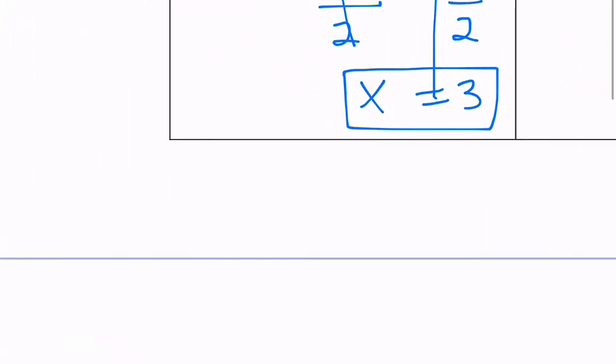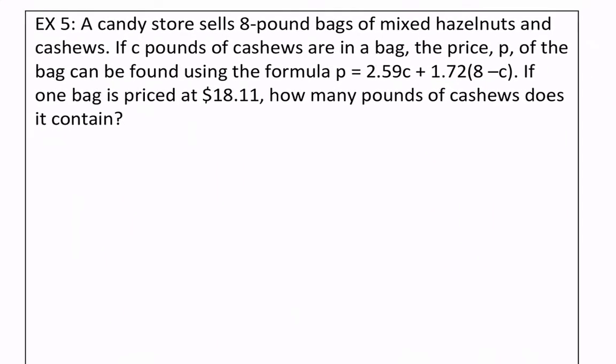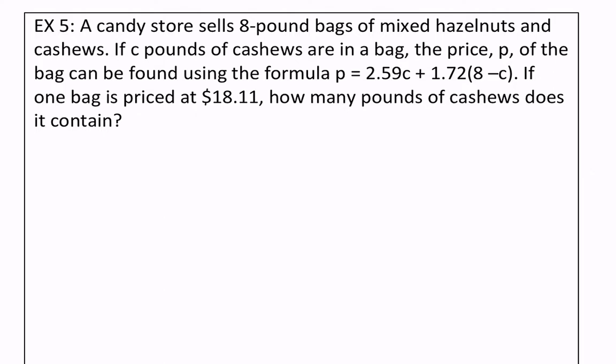All right, let's keep it moving. A word problem. A candy store sells 8-pound bags of mixed hazelnuts and cashews. If C pounds of cashews, so I know that C stands for cashews, P stands for the price of the bag can be found using the formula. And it gives me a nice, neat formula. It says if one bag is priced at $18.11, how many pounds of cashews does it contain?